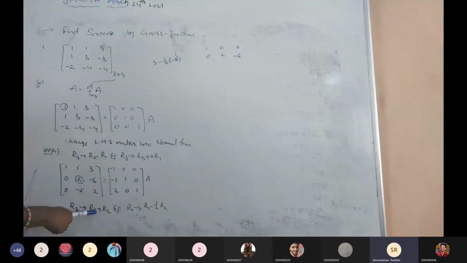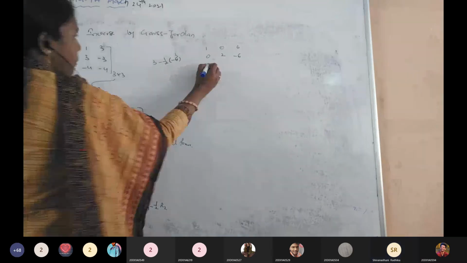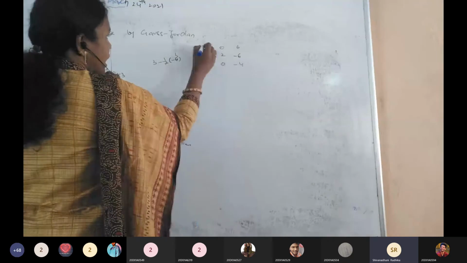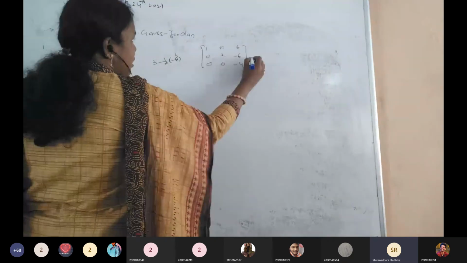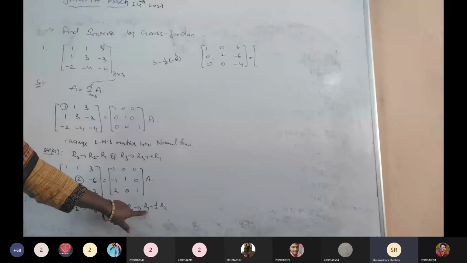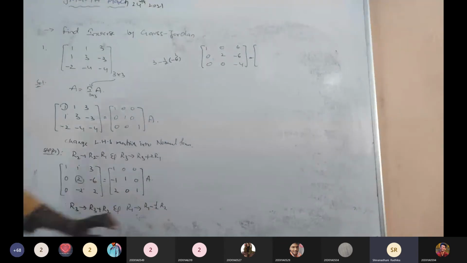Then R3 is what? R3 plus R2, simply 0, 0. Here 2 minus 6, minus 4. LHS matrix completed. Then go for the RHS. What is RHS? R1 changes to R1 minus 1 by 2 R2. Is it clear?